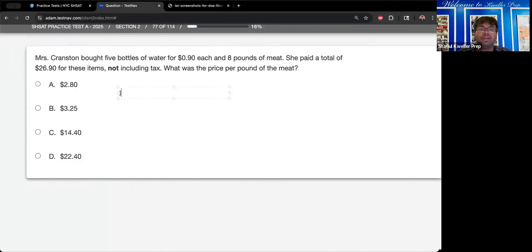You just write the equation. 5 bottles of water for 90 cents each, and then 8 pounds of meat for x. We don't know what the price of the meat is. The total is 26.90. If you solve for this, you get 450 plus 8x is equal to 26.90. Subtract 450 on both sides, and 8x is equal to 2240. And then x should be, I think, 280. So it should be A.